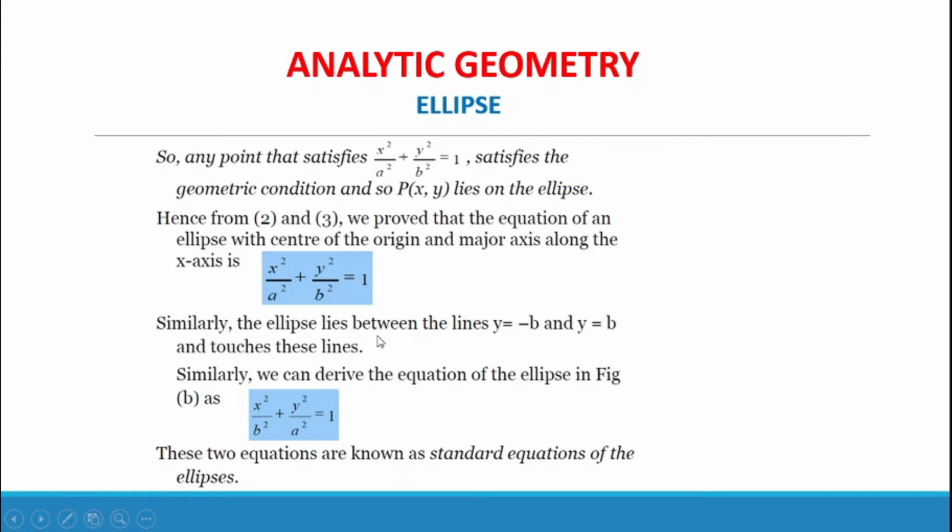Similarly, the ellipse lies between the lines y equals negative b and y equals b, and touches these lines. Similarly, we can derive the equation of the ellipse in figure b as x squared over b squared plus y squared over a squared is equal to 1. The major axis is at the x-axis in one case, and at the y-axis in the other. These two equations are known as the standard equations of the ellipses.